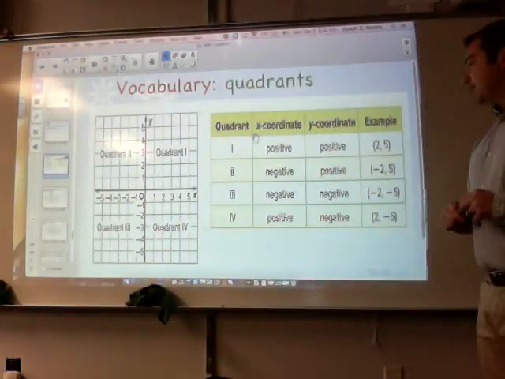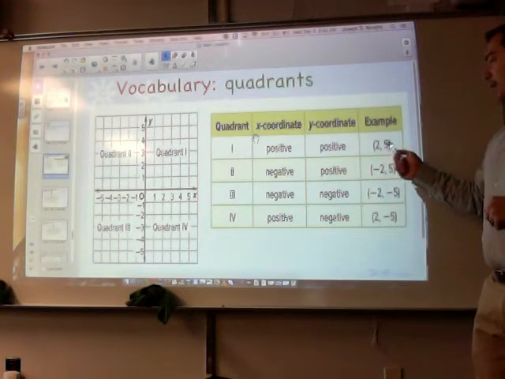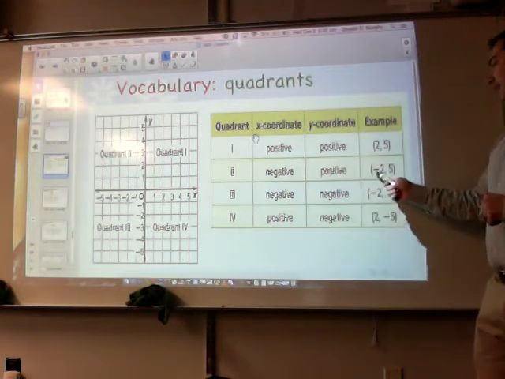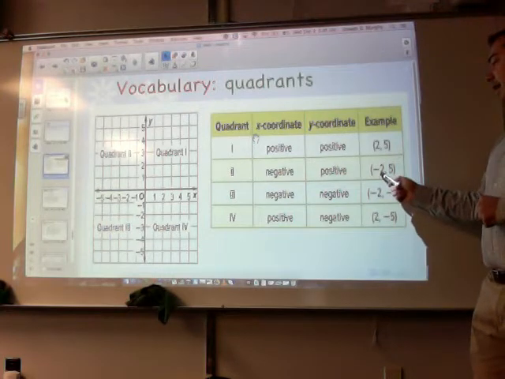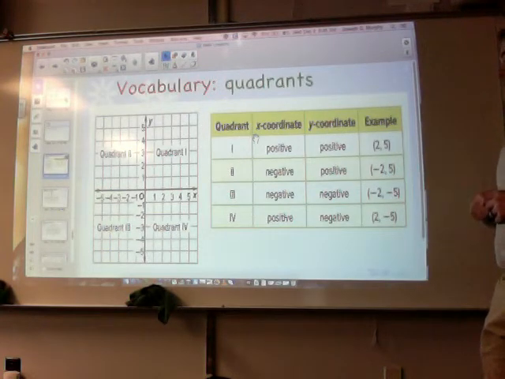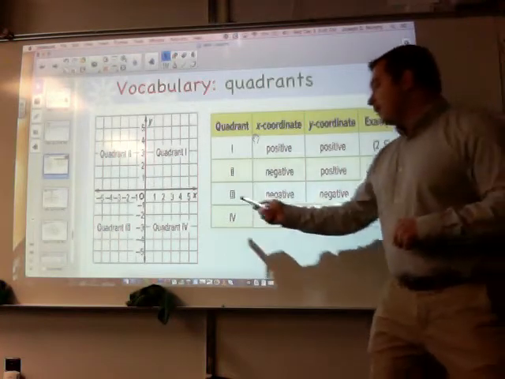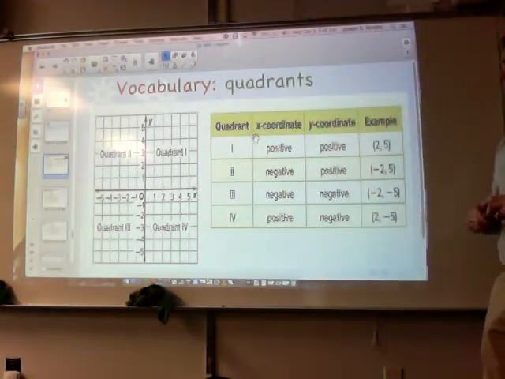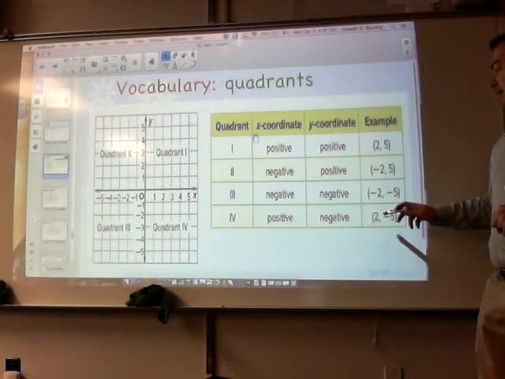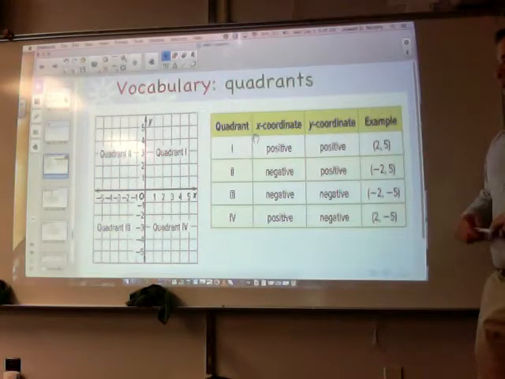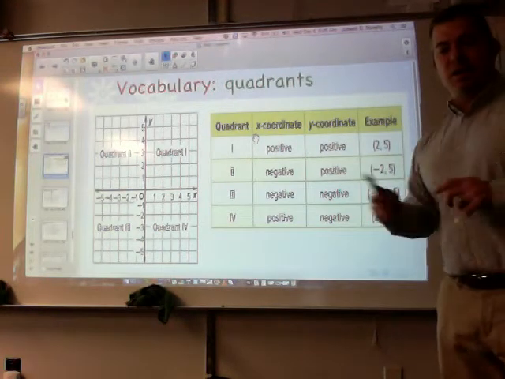And here are some examples. Quadrant 1 has a 2, 5 for their coordinates. Quadrant 2 has a negative 2, 5 because it's negative x, positive y. Quadrant 3 has negative, negative because it's going to be negative x and negative y. And quadrant 4 has a positive x because it's to the right, but it has a negative y. So you need to look at that chart again. Check out your books for that.